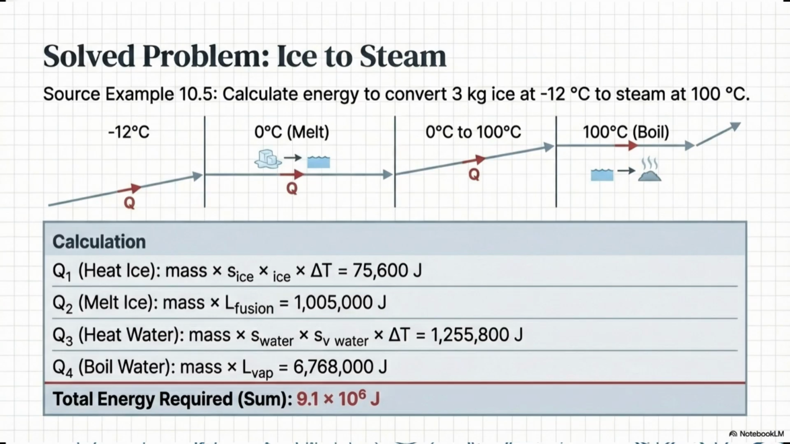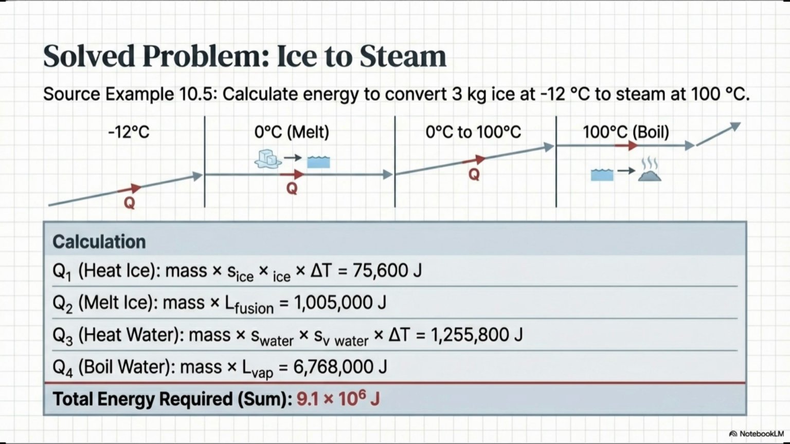How much total energy would it take to turn a 3-kilogram block of ice, starting way down at minus 12 degrees Celsius, all the way into steam at 100 degrees? This calculation is a whole journey, and it's got 4 main parts. First, we calculate the energy needed just to warm the ice up to its melting point, 0 degrees. Second, we use the latent heat formula to figure out how much energy it takes to actually melt it.